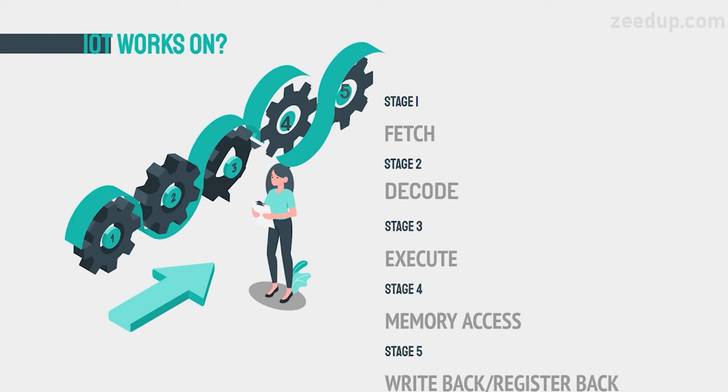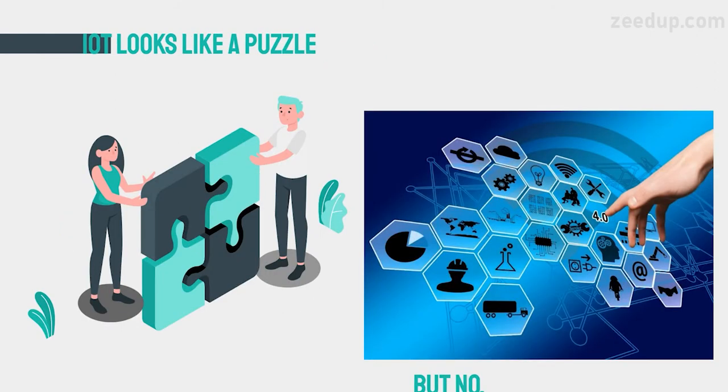And next, stage 5, that is write back or register back. That is nothing but you can overwrite, or else you can edit them and you can send back to the cloud. So this is what exactly happens in IoT stages. I hope you're clear with it.